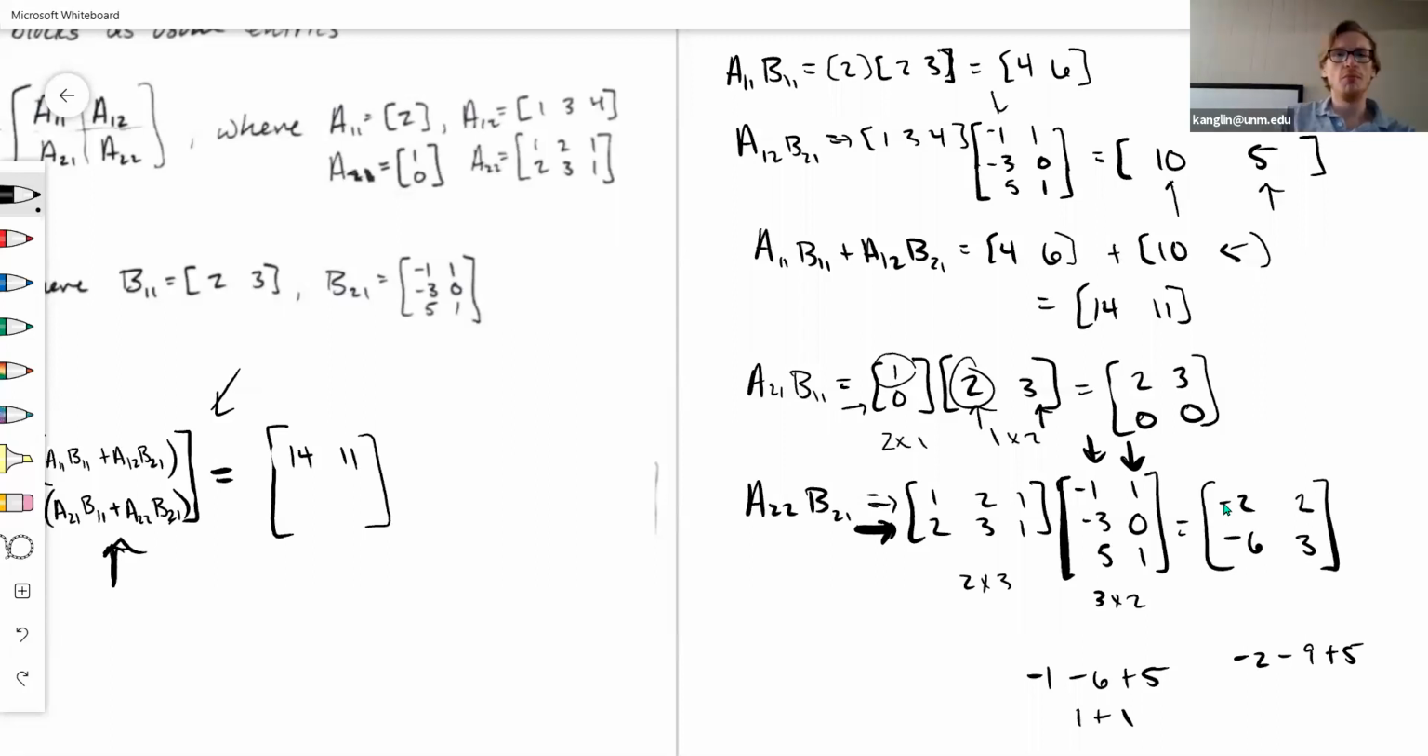So here we have it, but we are asked to add these to get the bottom of our matrix here. So what do we have? Adding gives me 0. We're adding these two matrices. You get 0, 5, -6, and 3. And there we have our matrix product fully computed.